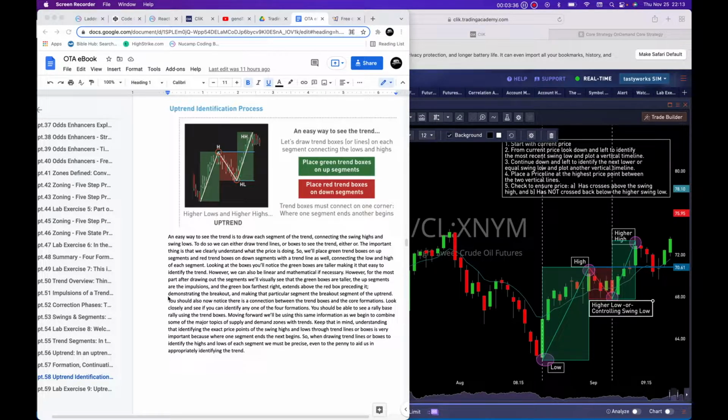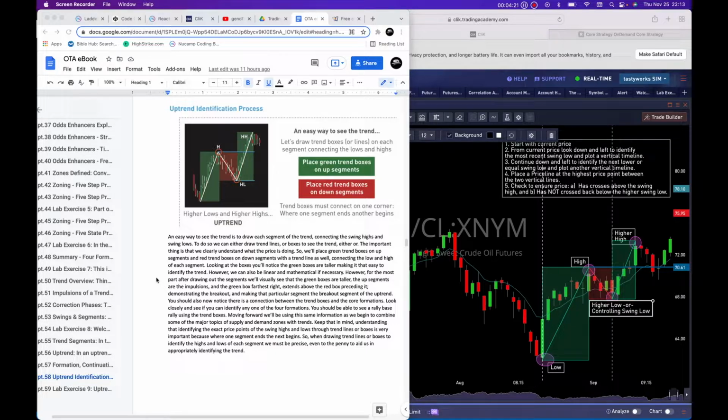If you look at the example, looking at the boxes, you'll notice the green boxes are taller, making it that easy to identify the current trend. However, we can also be linear and or mathematical if necessary. However, for the most part, after drawing out the segments, we will visually be able to see that the green boxes are taller, the up segments are the impulsions, and the green box farthest to the right extends above the red box immediately preceding it, which demonstrates breakout and making that particular segment the breakout segment of the uptrend.